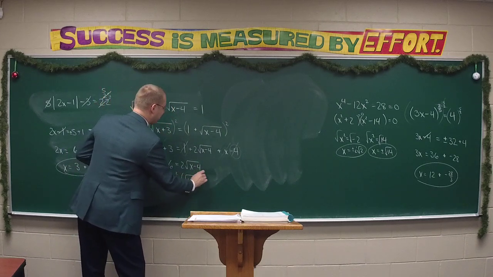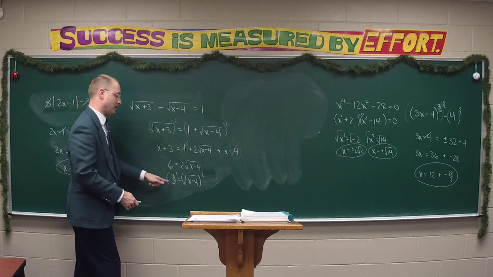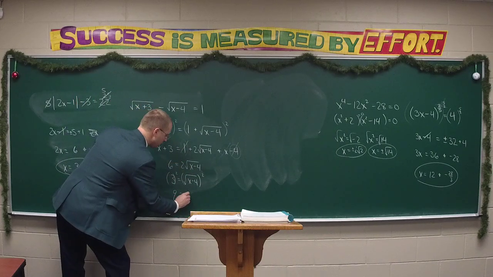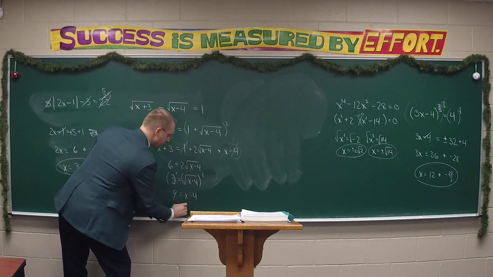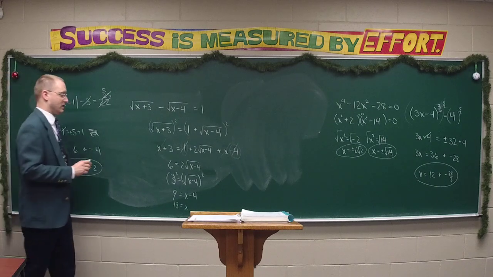Good. Square both sides again, now that we've isolated this radical. So isolate this one, square both sides. Work it down the way I isolate this one, now square both sides again. 9 equals x minus 4. And so we get 13, because x equals 13. Good, but again, if there's multiple radicals, we've got to check. Let's see if this works.